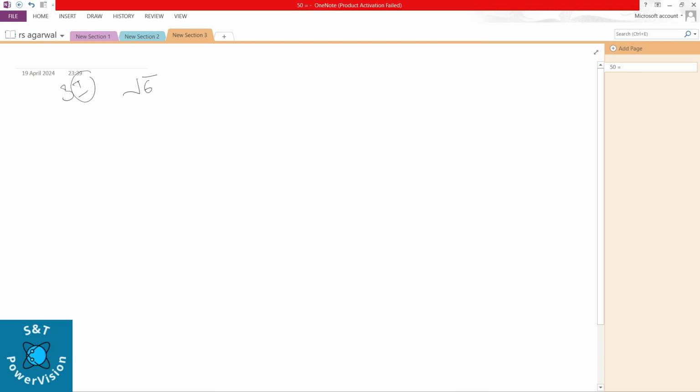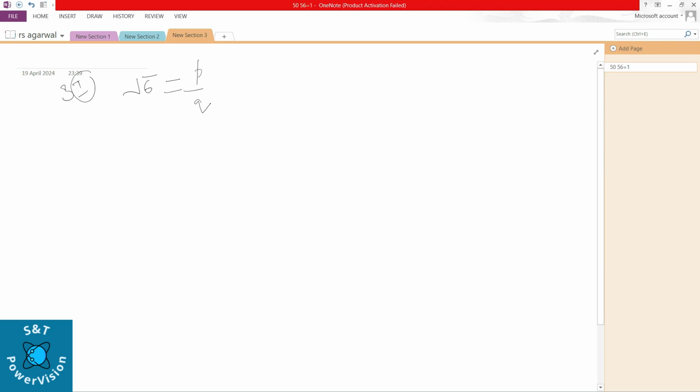So what should our approach be here? I have told you in the beginning that if a number is irrational, it can't be expressed in the form of P by Q. If it is a rational number, then it can be expressed in the form of P by Q, where P and Q have no common factor and cannot be simplified further. So let's assume that root 6 is a rational number. Then it can be expressed in the form of P by Q.